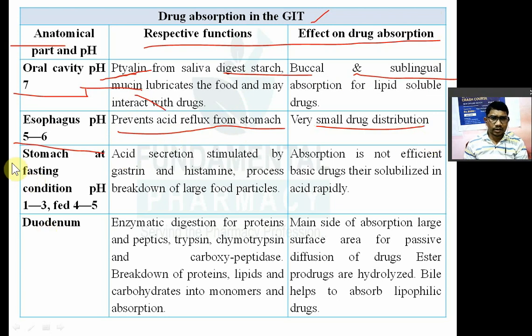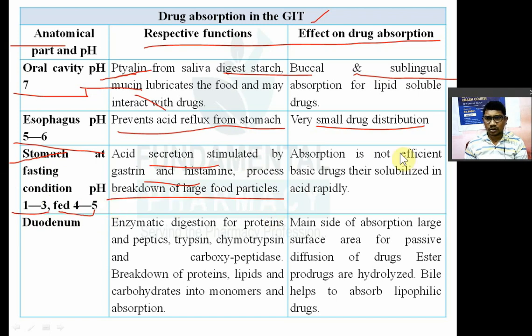Then comes the stomach. What is the pH at a fasting state? 1 to 3, and when the stomach is full, 4 to 5. Now in the stomach acid is secreted. Acid secretion is stimulated by gastrin and histamine and other things, but acetylcholine also. What does it do? It will break down the large food particles.